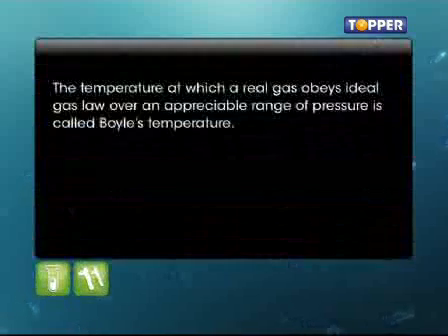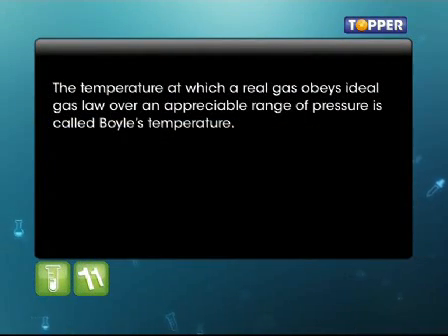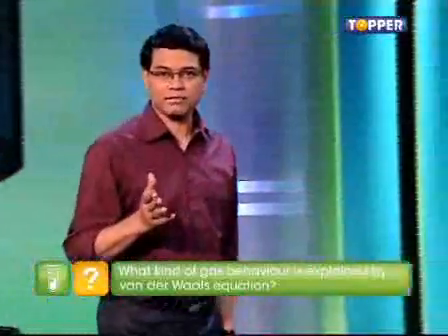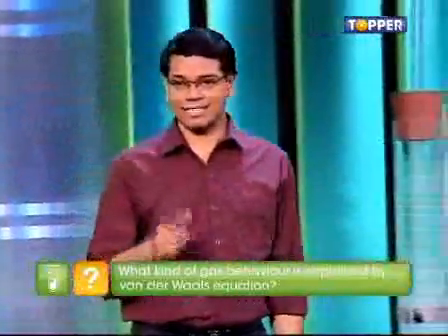The temperature at which a real gas behaves like an ideal gas over an appreciable range of pressure is known as the Boyle temperature. Quite a lot to remember, isn't it? Let's take a break, because in the coming half we are going to discuss critical behavior in gases and the critical point. Meanwhile, here is a question for you. Van der Waals equation explains the behavior of what kind of gases? Keep thinking.